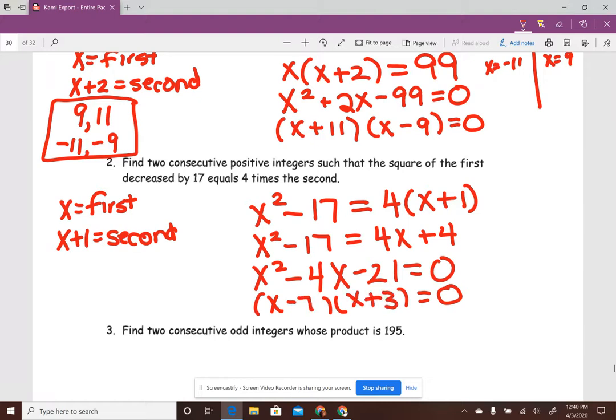All right, this factors into x minus 7 and x plus 3. So that gives me x equals 7 and x equals negative 3. 2 consecutive positive integers. So goodbye to the negative 3. So that's going to be 7 and 8. And again, you can check this, okay? Substitution is the way we check.